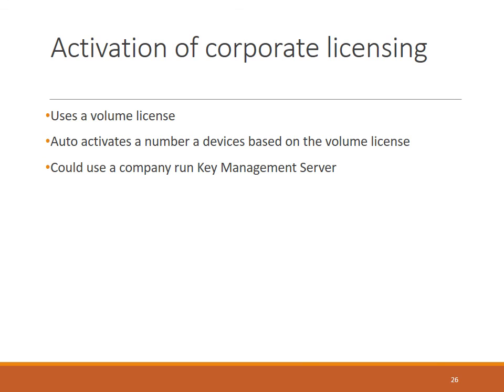So this is where it gets kind of interesting, especially if you're part of the team in your environment that is responsible for deploying Windows 10 or a custom edition of Windows 10. Again, a volume license is a single key that Microsoft gives you, and then you apply that to all of the computers in your environment. Activation of corporate licensing uses a volume license. It auto-activates a number of devices based upon the volume license.